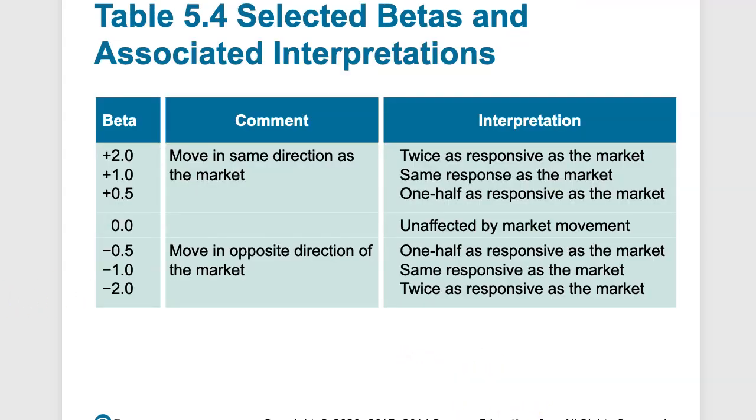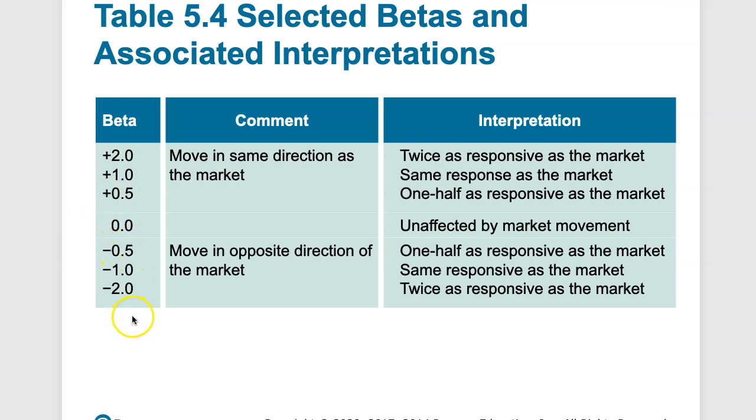Okay, so let's look at 3 different betas here: +2, +1, and +0.5. If it's a beta of 2, and the stock market goes up 10%, your stock goes up 20%. It's twice as reactive. A beta of 1, if the stock market goes up 10%, your stock goes up 10%. A beta of 0.5 is half as responsive. If the market goes up 10%, your return will only be 5%.